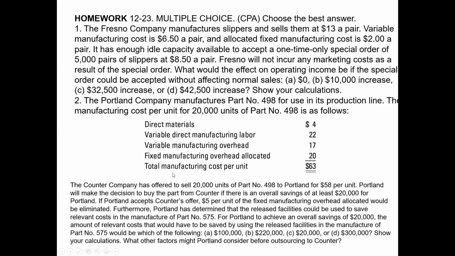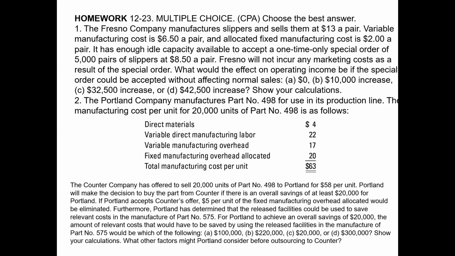Now, number two, we have a company that produces part number 498 for its production line. The manufacturing cost per unit for the 20,000 units of part 498 is listed as follows. And again, the only one that would be problematic for any sort of decision is going to be that fixed manufacturing overhead allocated of $20. So the Counter company is offering to sell 20,000 units of part 498 to Portland for $58 per unit.